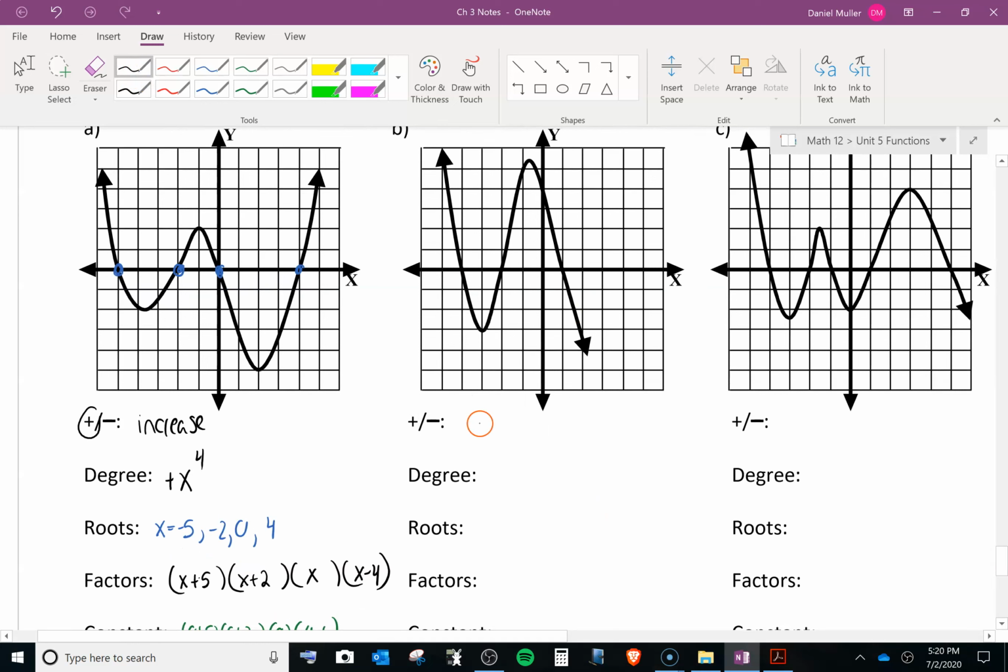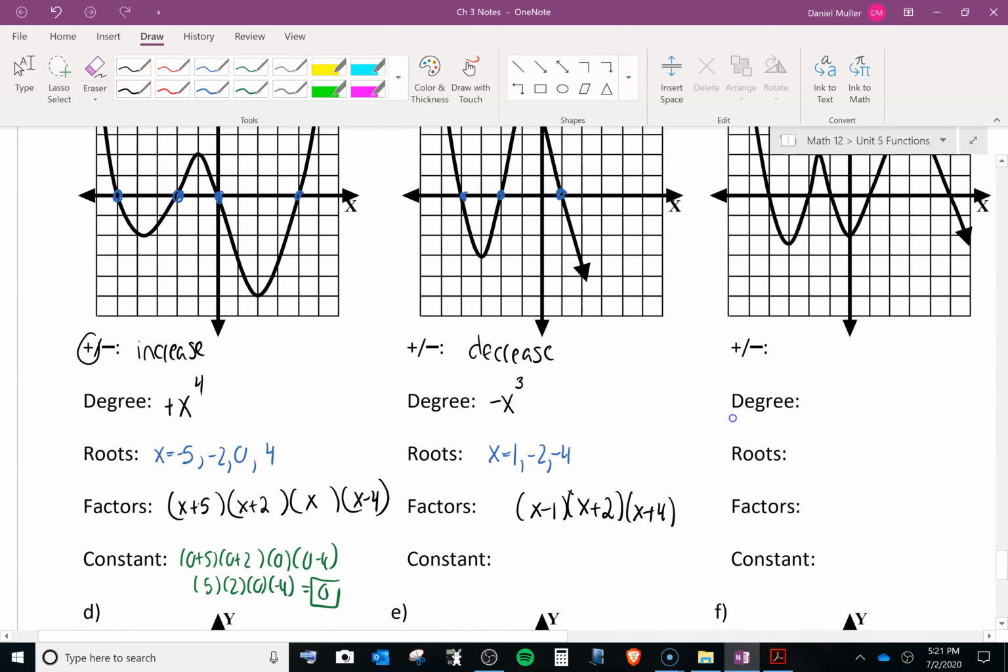It is eventually heading down, so it's decreasing. The degree, there are 2 turns, so I would say it's an x cubed, but it needs to be decreasing, so I'll put a negative x cubed. The roots are 1, -2, and -4. So my factors, when I do this, I can say, well, x minus 1 would have got me the 1. x plus 2, -2 would have worked. And x plus 4, -4 would have worked.